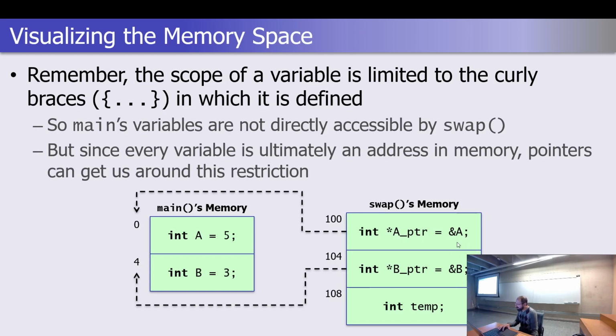It's storing that location. It's literally storing 0 and 4, or whatever large value that would be in our real world scenario. And we're still just messing with swap's local memory, but by following the pointer, we're actually updating main's memory as a side effect or byproduct. Since every variable is ultimately just an address in memory, pointers can get us around that restriction.